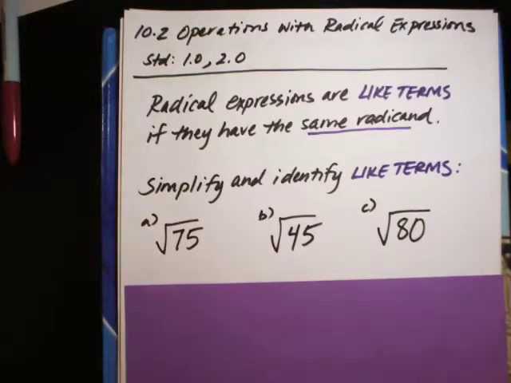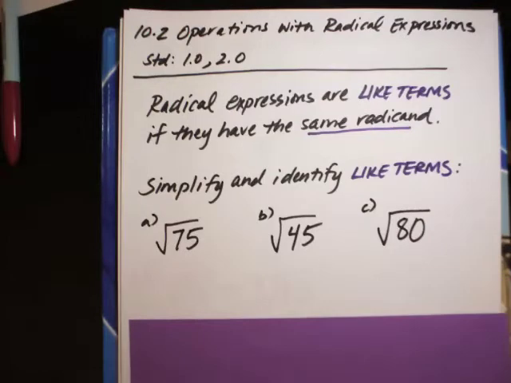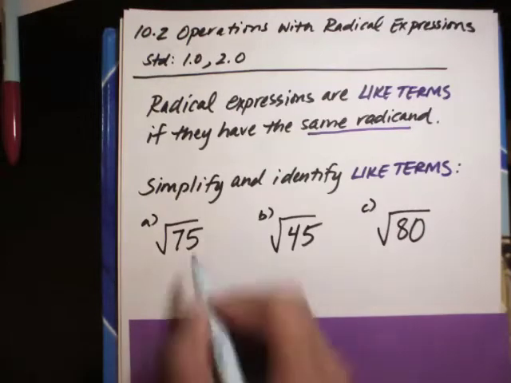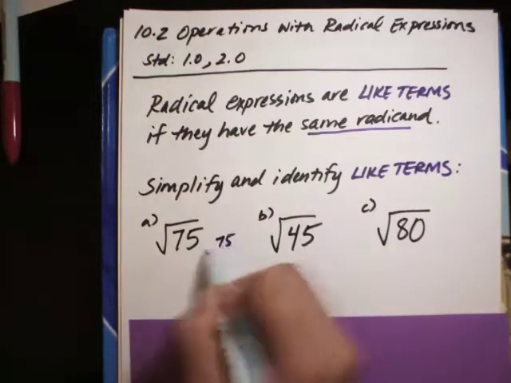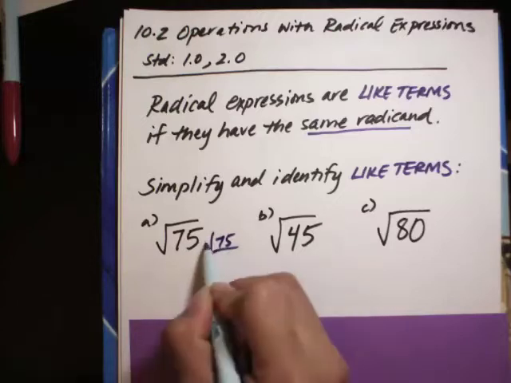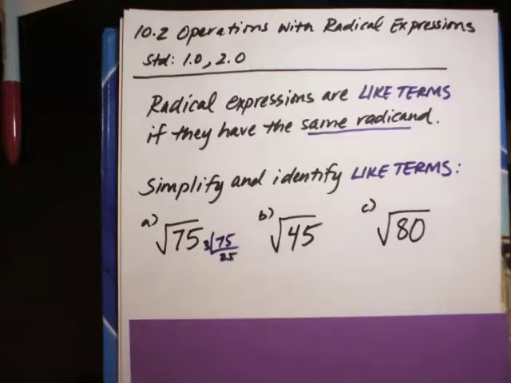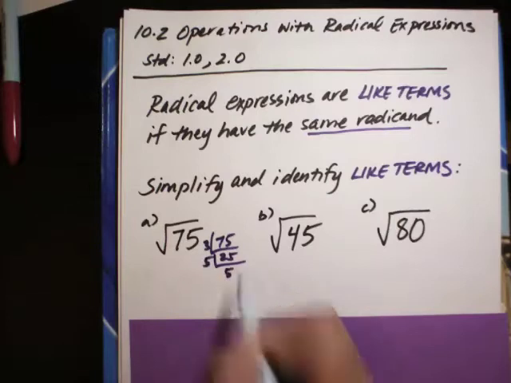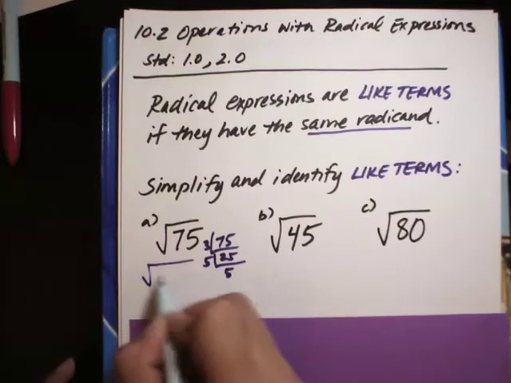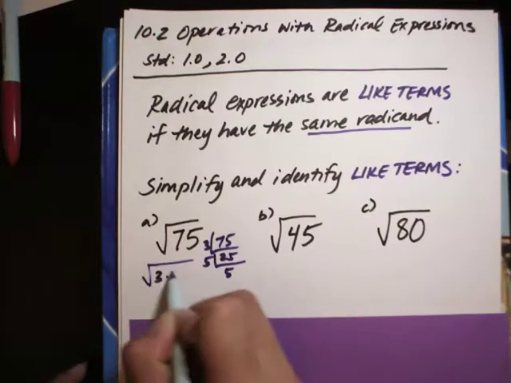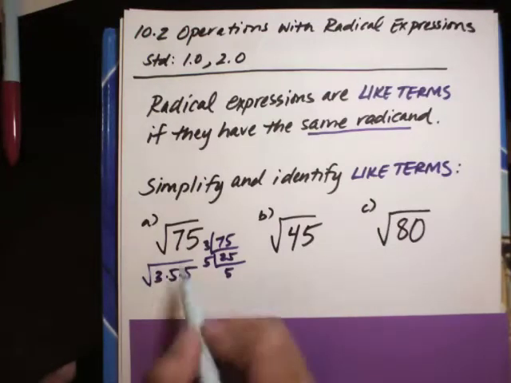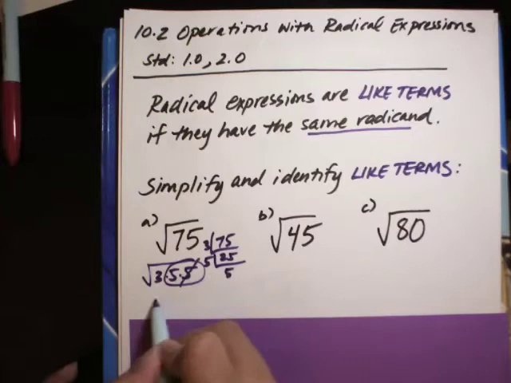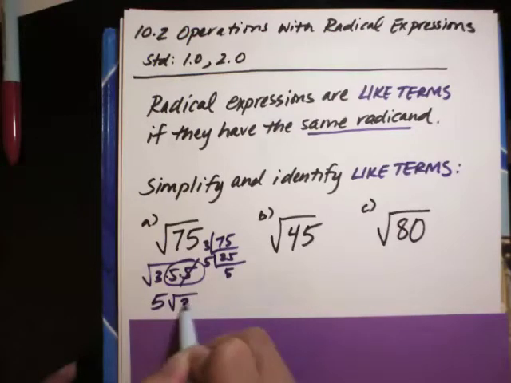So if you were asked to simplify and identify the like terms between A, B, and C, you would start off just like we did in the previous lesson by getting the prime factorization of the numbers. So you have 75, and we're going to break that up. We know that that's 3 times 25, and 25 can be broken out to 5 times 5. So the radicand is equal to 3 times 5 times 5. You have your pair, kill one off, set one free, so you'll have 5 radical 3.